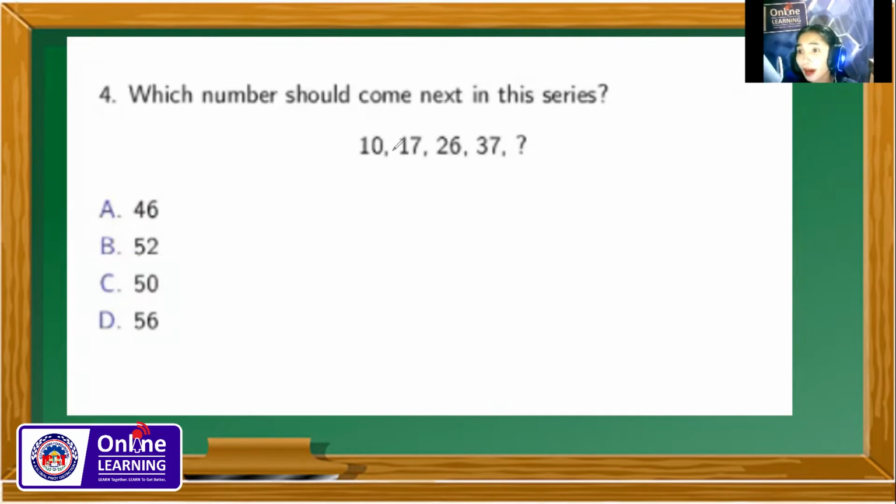Ngayon, para makuha mo yung pattern, 10 and 17, pag pinag-minus natin yan is equal to 7. Next, 26 minus 17 is equal to 9. Then 37 minus 26 is equal to 11. Ngayon, nakakonclude ka na 7, 9, 11. So of course, ang kasunod ay 13, kasi dadagdagan mo lang ng 2 every time. So 13 plus 37 is equal to 50. Kaya the answer is letter C.